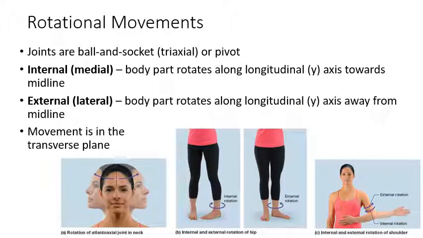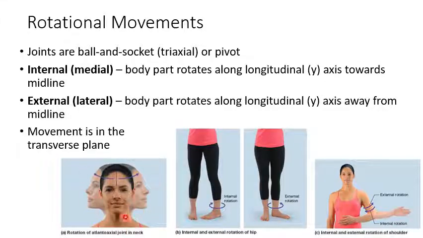So the last type of movement that we're going to talk about is rotational movement. And again, there's two types of rotational movement: internal rotation and external rotation. Only ball and socket joints or pivot joints are able to do rotational movements. Internal rotation can also be called medial rotation. In that type of rotation, you have a body part rotating along its longitudinal axis, so just basically spinning around itself, but doing it towards the midline of the body. External or lateral rotation is where that body part is rotating just the opposite direction, so it's rotating out away from the midline.